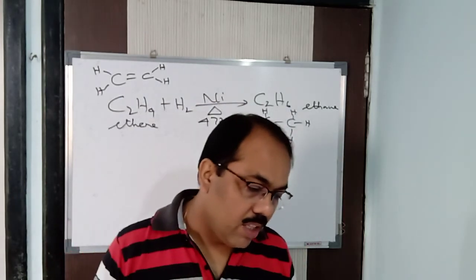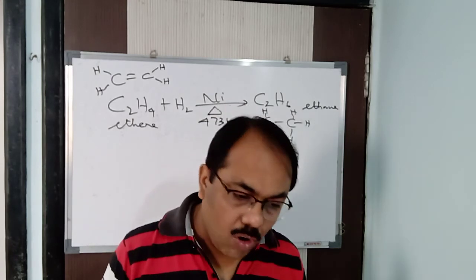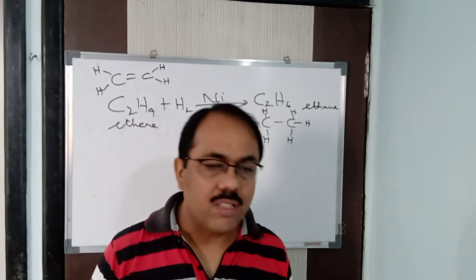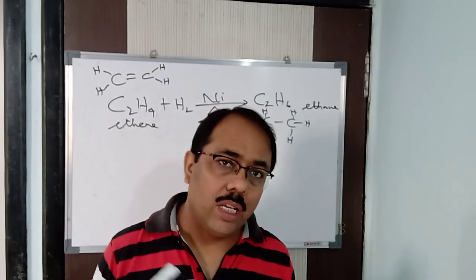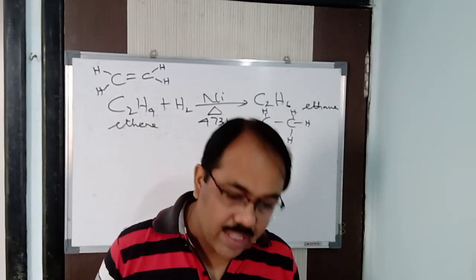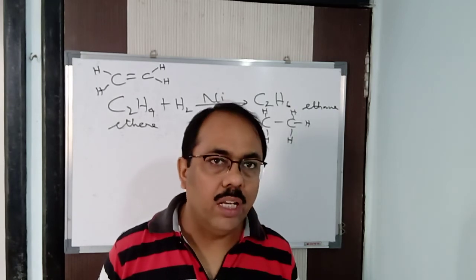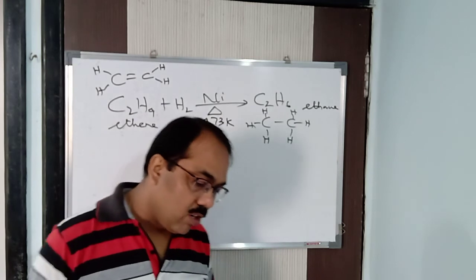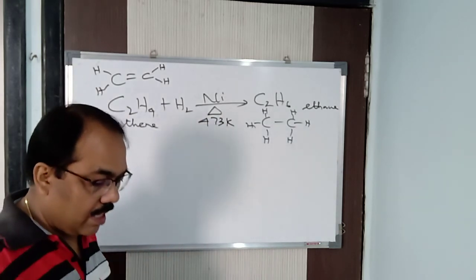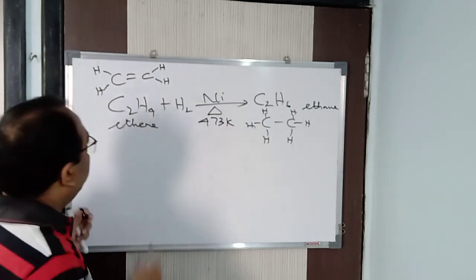If you are not doing it, then the vegetable oil becomes rancid. Rancid means a smell comes out and it is not suitable for consumption. So to prevent that, again I repeat, we convert the vegetable oil into vegetable ghee. And this process is called hydrogenation of oil. Clear? So in this way, it can be done.